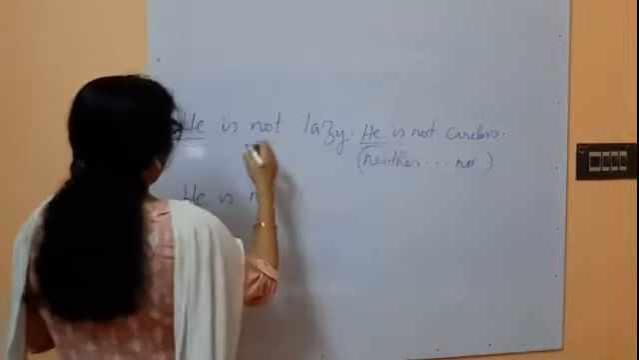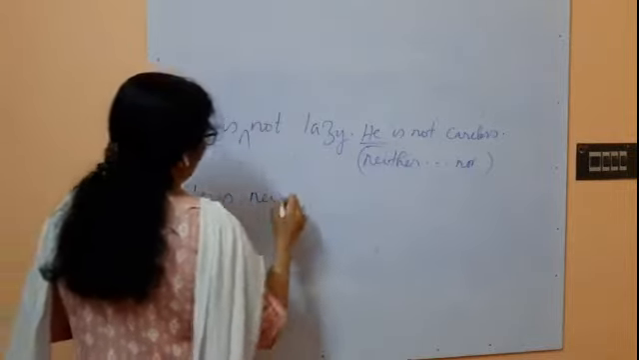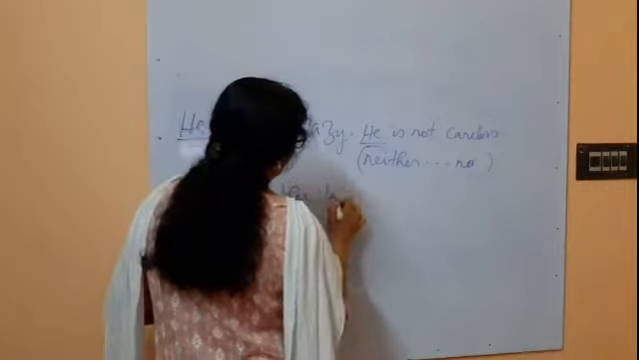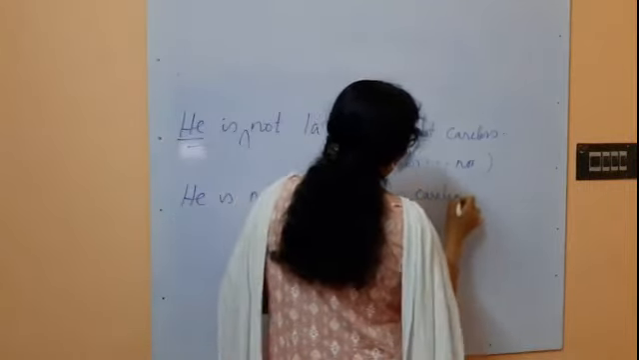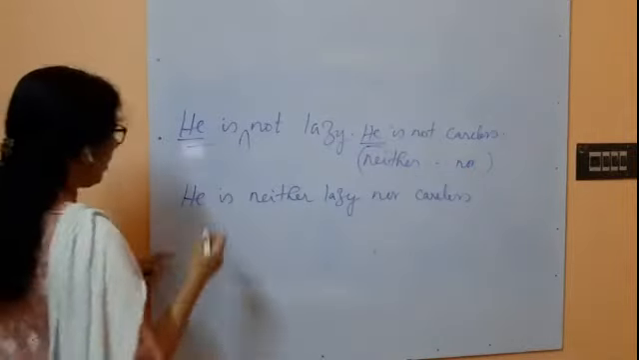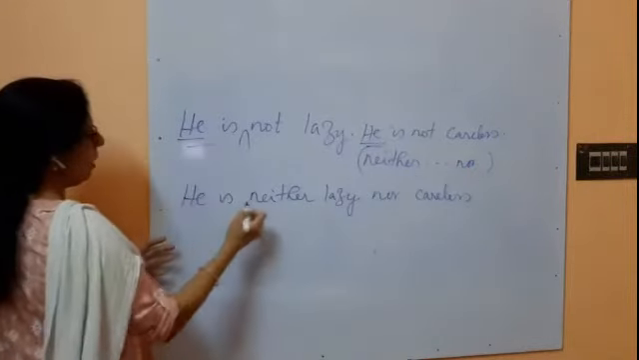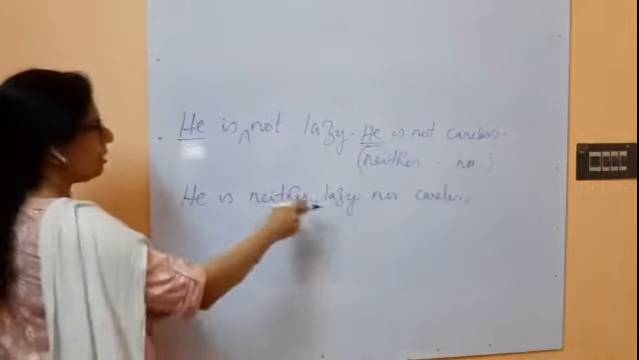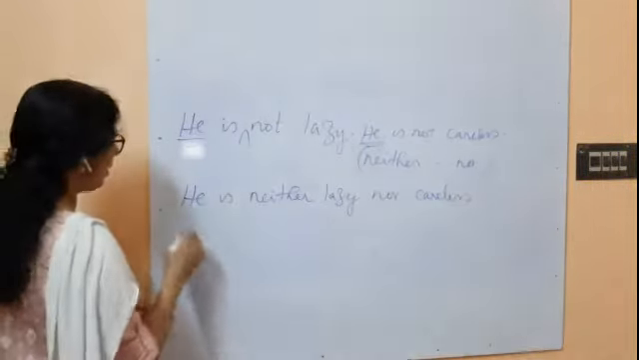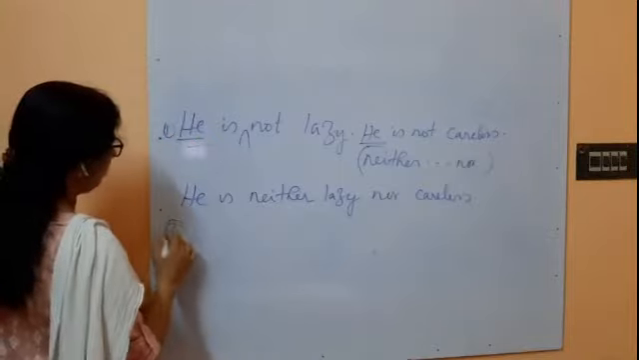Okay, so same way, after the verb. So he is neither lazy nor careless. The subject we have to begin with, and after the verb we have inserted the conjunction. He is neither lazy nor careless. Next one, where the subject will be different.